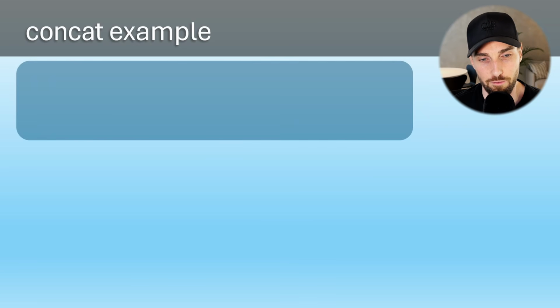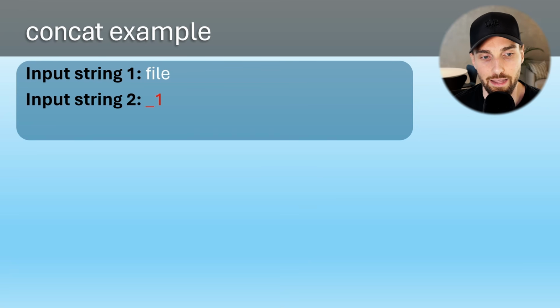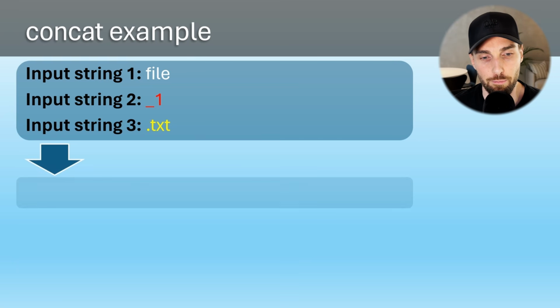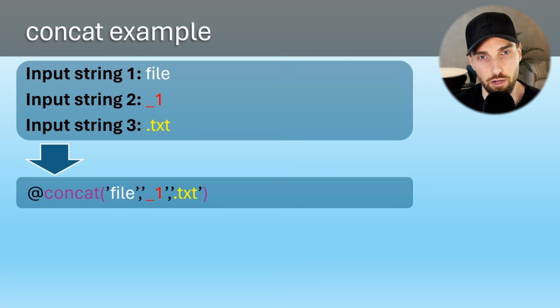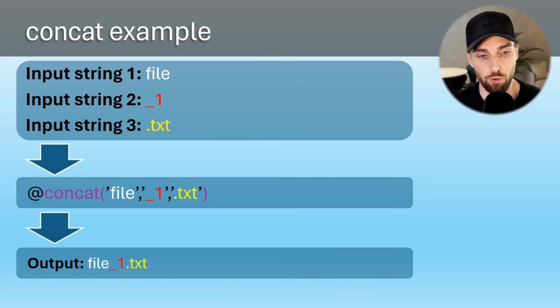Let's start with three input strings that I want to give to our concat function. Our first is file, our second string is _1, and our third string is .txt. Then we want to give these input strings as parameters for our concat function, wrapped in single quotes and separated by commas. Also, it is good to remember that the expression begins with @. I have also done some color coding here so that it is easier to break down the expression into its different parts. After this function executes, we get our return value or output that is just these three strings combined together.